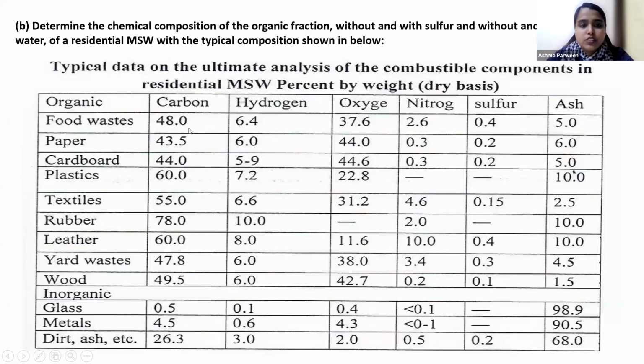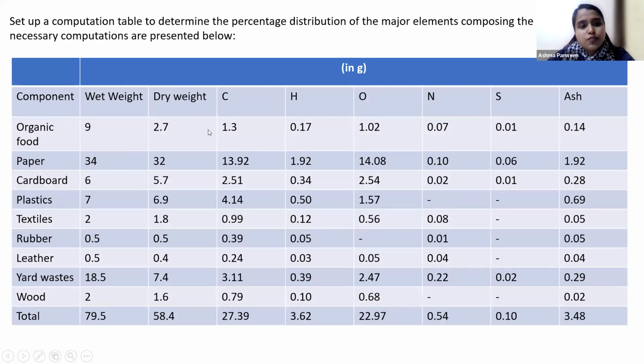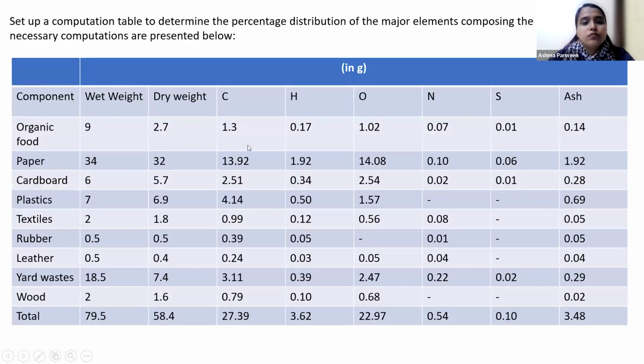Now we are given the carbon percentage in food waste: carbon is 48% on a dry basis. So the carbon content is 48% of the dry weight, that is 0.48 times 2.7, which gives 1.3. Hydrogen is 6.4%, so hydrogen is 2.7 times 0.064, which gives 0.017. Similarly, we will find the oxygen, nitrogen, sulfur, and ash content.